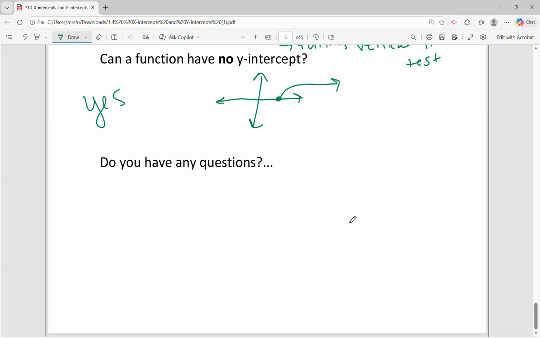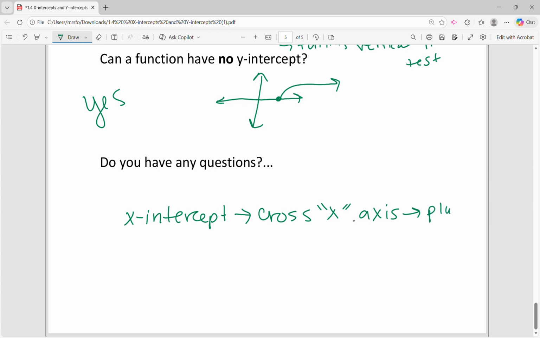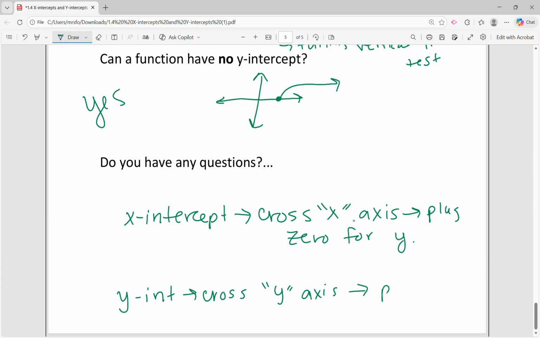But what I want you to really get from this is that for an x-intercept, cross the x-axis, plug 0 in for y. For your y-intercept, cross the y-axis, plug 0 in for x.